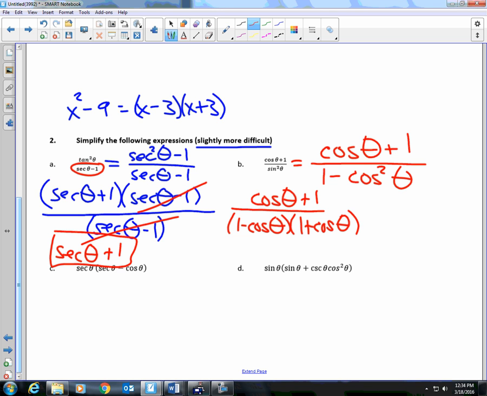Is cosine of theta plus 1 and 1 plus cosine of theta, are those the same? Why? They're not in the same order. Okay, addition is, so let's see, commutative. Very good. We're going to cross those off.